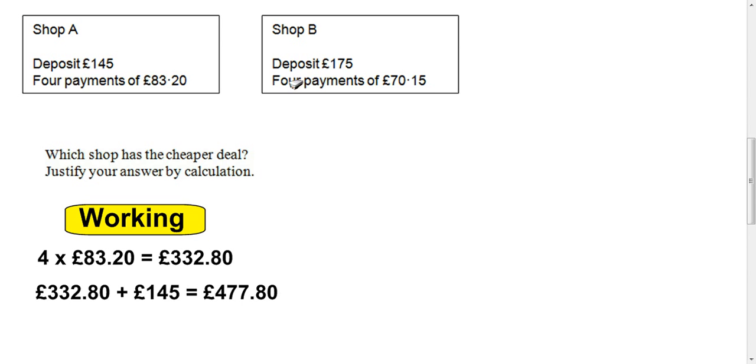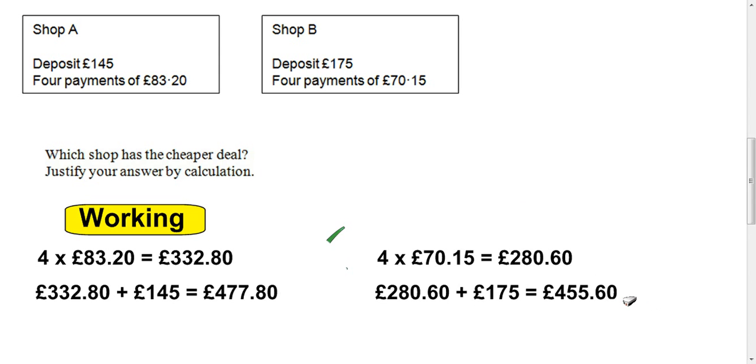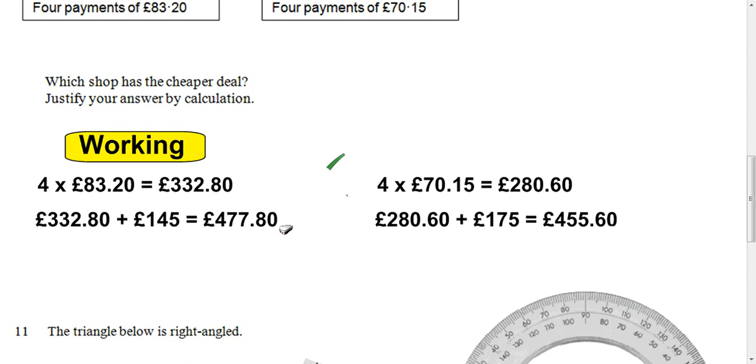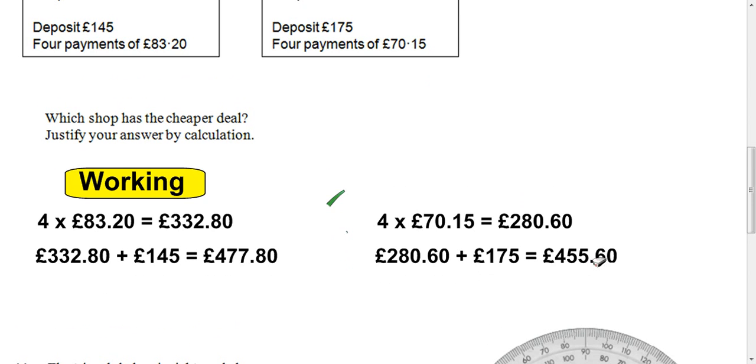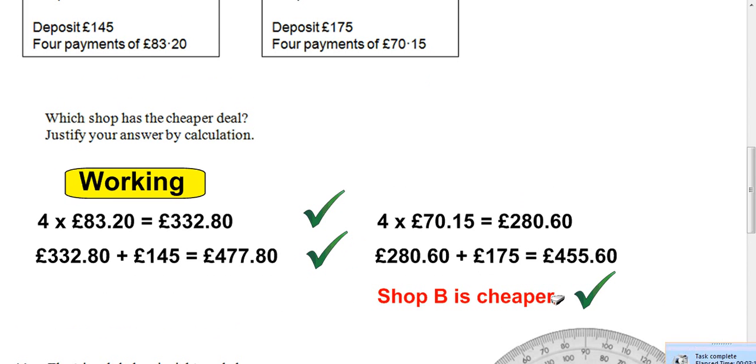Same idea for shop B, 4 times £70.15. Get your answer and add on your deposit of £175. And then we can clearly see that shop B is cheaper. Make sure you write it. So a mark for doing this part with the multiplication by 4, a mark for adding on your deposits, and a mark for stating which is cheaper.